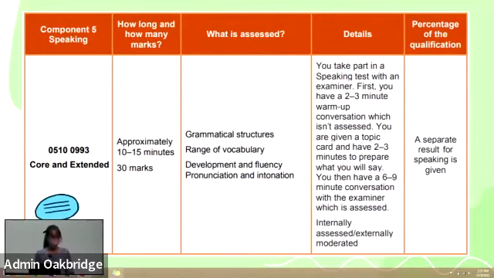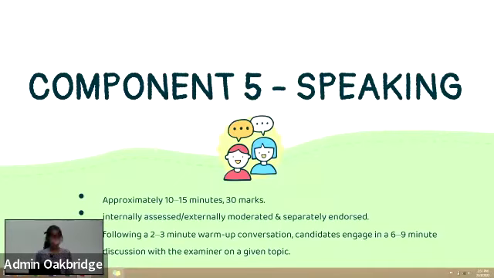As for the percentage of the qualification for this paper, it is separately endorsed. So this will not be an external assessment. Instead, it will be an internal assessment. It's a separate result that is given for your speaking test. Again, like I said, it's approximately 10 to 15 minutes. The total marks is 30.